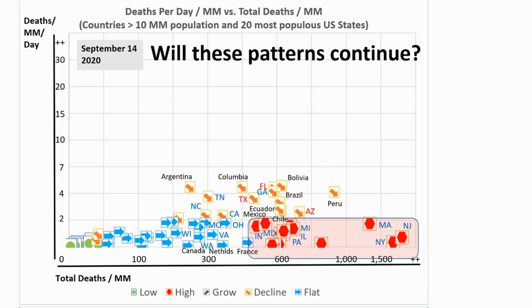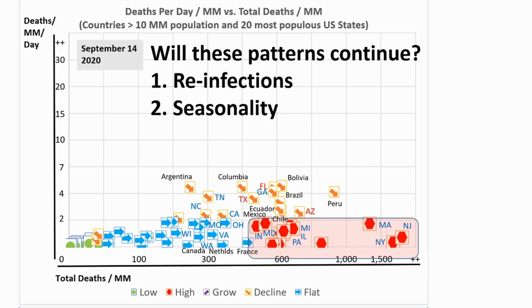So will these patterns continue? Well, there are two concerns. The first, and very important and problematic, is that all the math changes if there are widespread reinfections. Individuals who recover from the disease contract it again and become transmissive again. We haven't seen that globally at scale, but we could. And if we do, it would change the patterns. The second is possible. I believe it's less likely.